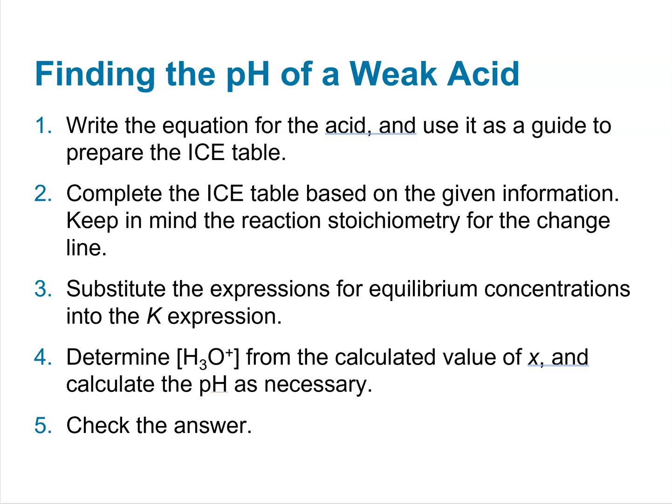which is absolutely relevant. And then four, you determine your concentration of hydronium or free proton, depending on how you wrote the balanced equation, from your calculated value of X. So you just find your X and then you substitute it back in utilizing your stoichiometry, and you find your concentration value for your hydronium. And that's it. And you can double check your answer, which is always recommended when you have this many steps.